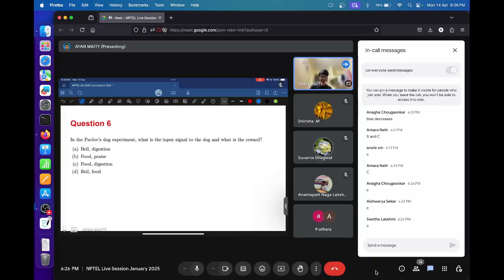Now question 6. In the Pavlov's dog experiment, what is the input signal to the dog and what is the reward? Options are: A, bell and digestion. Option B, food and praise. Option C, food and digestion. Option D, bell and food.